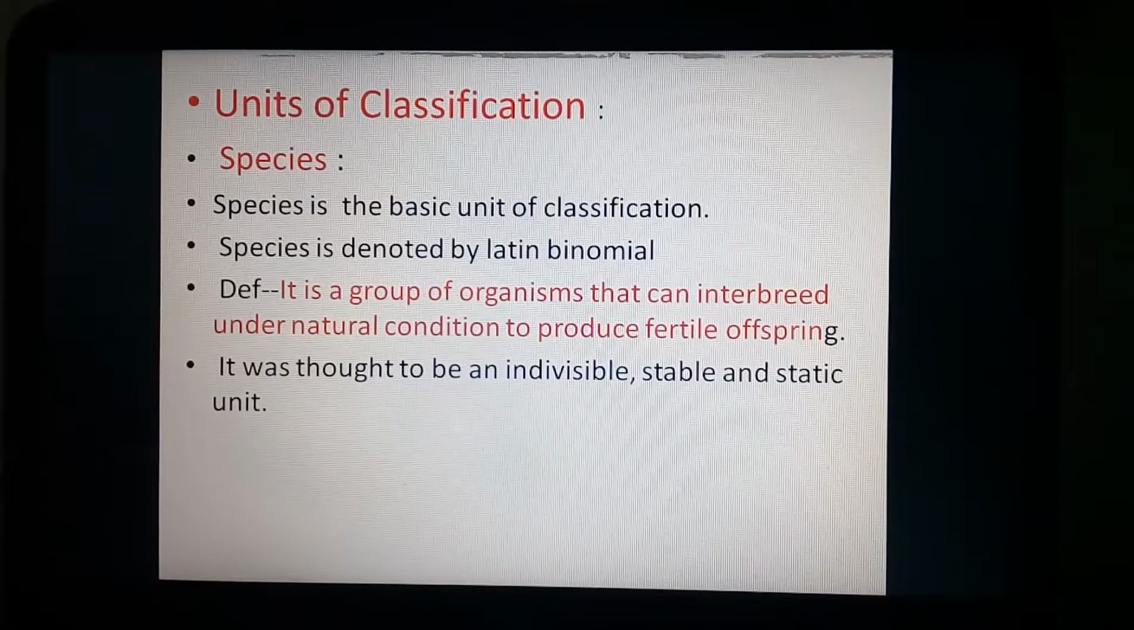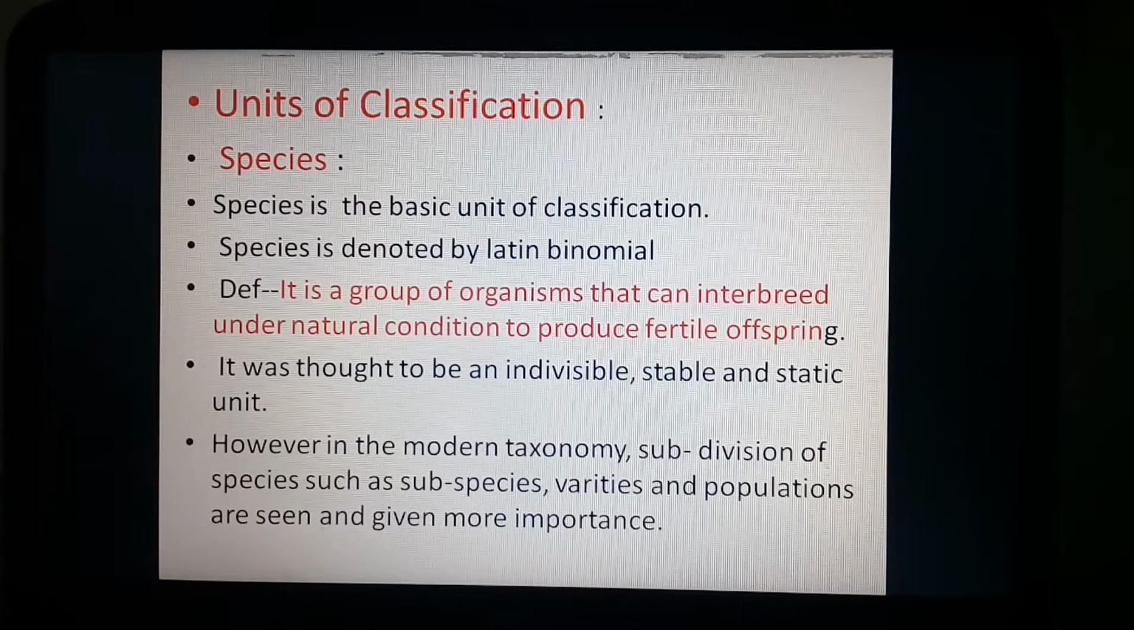Nowadays, in modern taxonomy, one can go for the subspecies also. However, in modern taxonomy, subdivisions of the species are given in the form of a subspecies. Varieties and populations are seen and given more importance while classifying organisms.